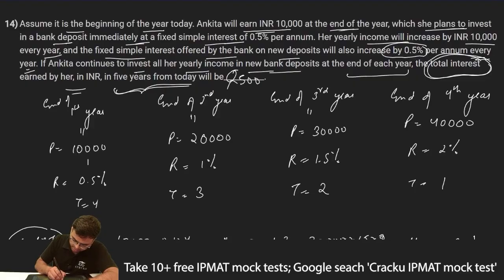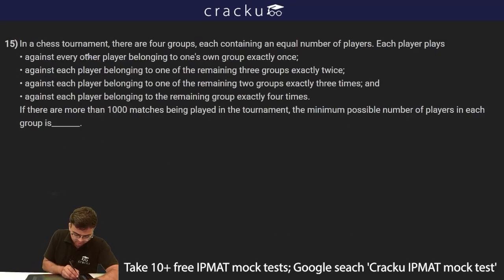The next question is saying, in a chess tournament there are 4 groups, each containing an equal number of players. So there are 4 groups. Let's say I'll draw these 4 groups, A, B, C and D. There are 4 groups and each has n players, let's say.